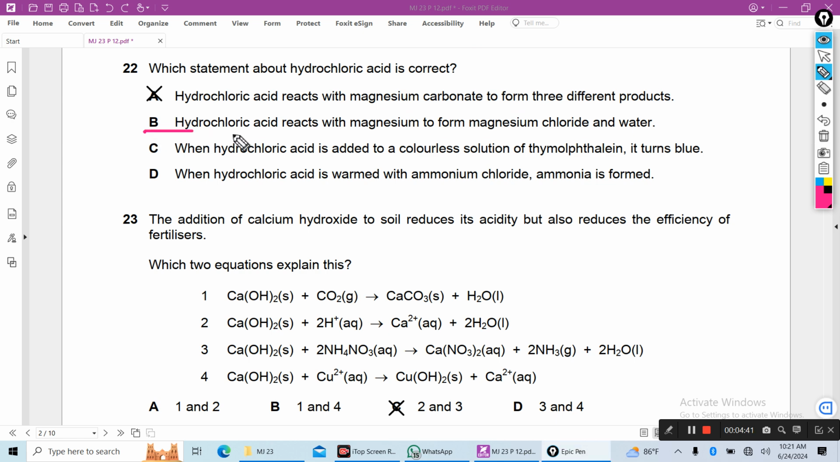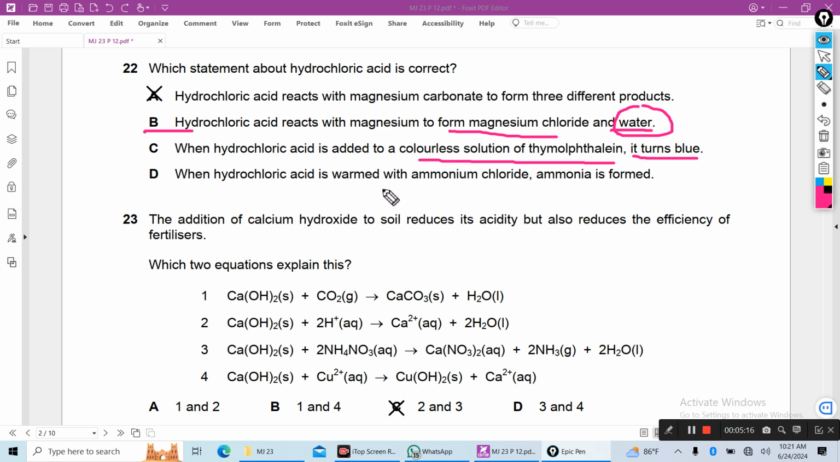Now B, why wrong? Hydrochloric acid reacts with magnesium to form magnesium chloride and water. Not water, hydrogen will form. This is wrong. C: when hydrochloric acid is added to a colorless solution of thymolphthalein, it is blue. No, thymolphthalein in acid is colorless. This is wrong.